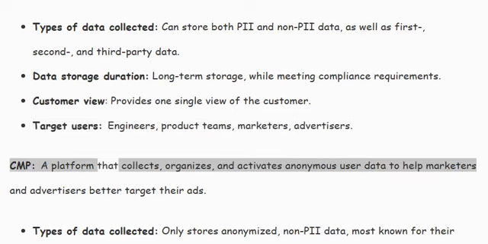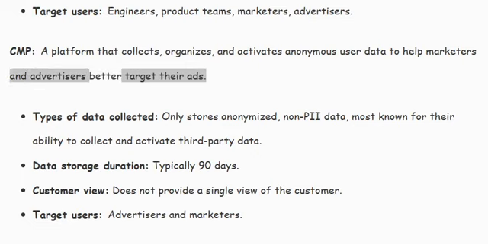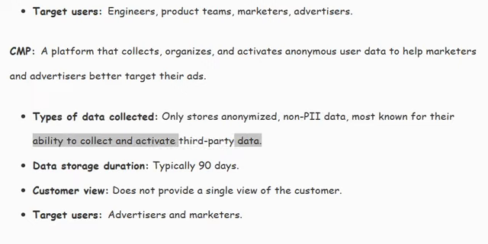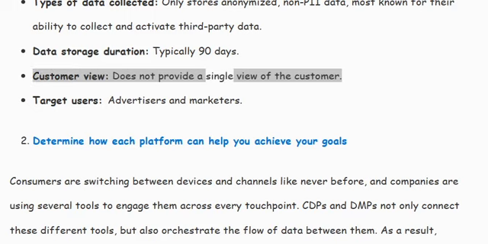DMP, a platform that collects, organizes, and activates anonymous user data to help marketers and advertisers better target their ads. Types of data collected: only stores anonymized, non-PII data, most known for their ability to collect and activate third-party data. Data storage duration: typically 90 days. Customer view: does not provide a single view of the customer. Target users: advertisers and marketers.